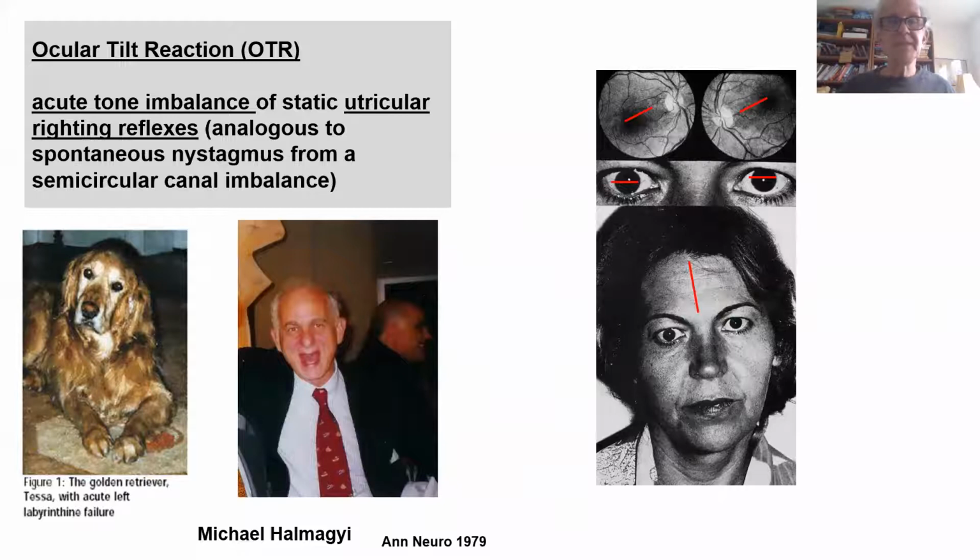Now, this was nicely described by Michael Halmagyi in 1979 in a patient. And again, this is an acute tone imbalance of a static utricular righting reflex, analogous to spontaneous nystagmus from a canal disturbance. Here's our patient. There's a head tilt. There's a skew. You can see one eye is higher than the other. And if you look at the back of the eye, you see counterroll, torsion.